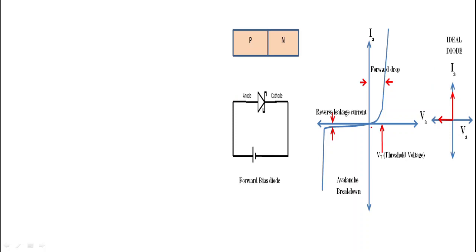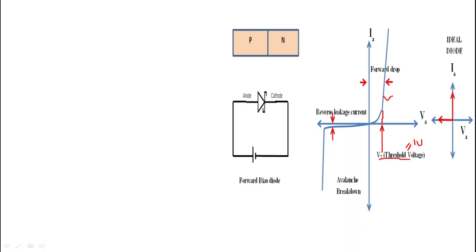Now we will see the VI characteristic of diode during forward bias. As forward voltage increases, forward anode current starts flowing, but this current is very small up to threshold voltage Vt, which is nearly equal to 1 volt. This is Vt, also called cut-in voltage. This forward anode current is very small, and beyond the threshold voltage Vt, this anode current rises rapidly and the diode starts conducting.